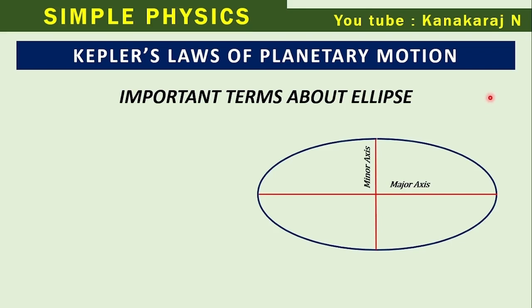Half the length of the major axis is called semi-major axis equals A. Half the length of the minor axis is called semi-minor axis equals B. The point where the axes cut is called the center. On the left hand side we have the first focus, on the right hand side we have the second focus.